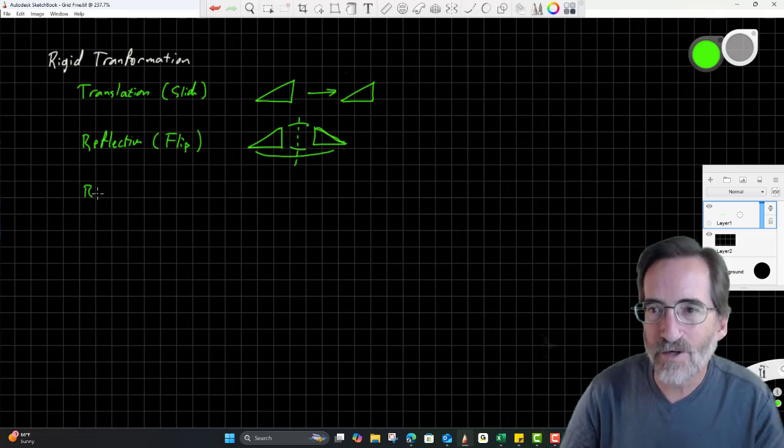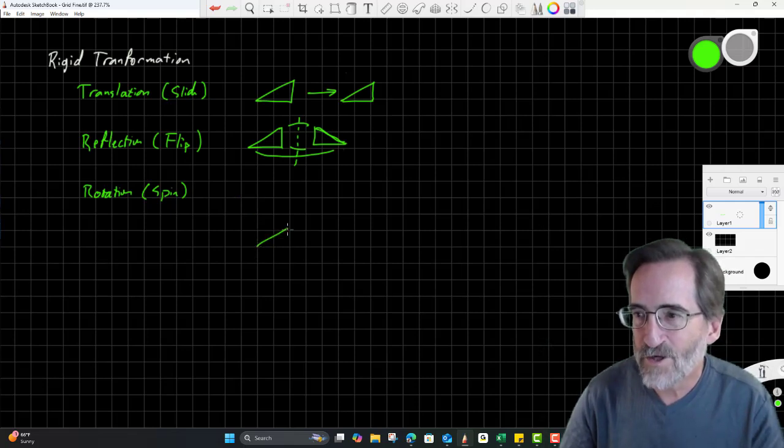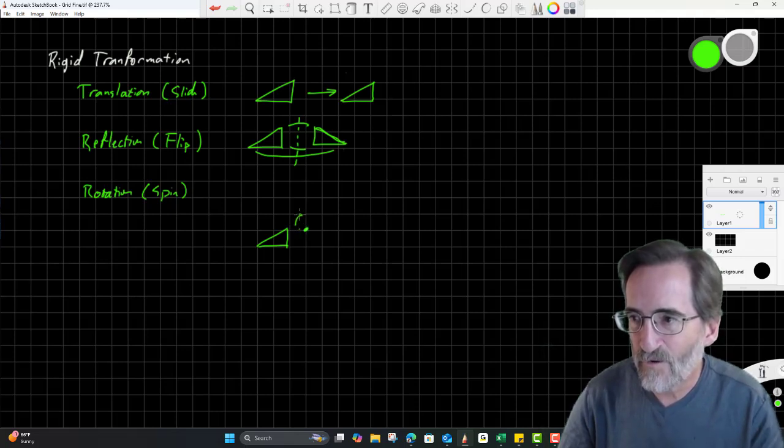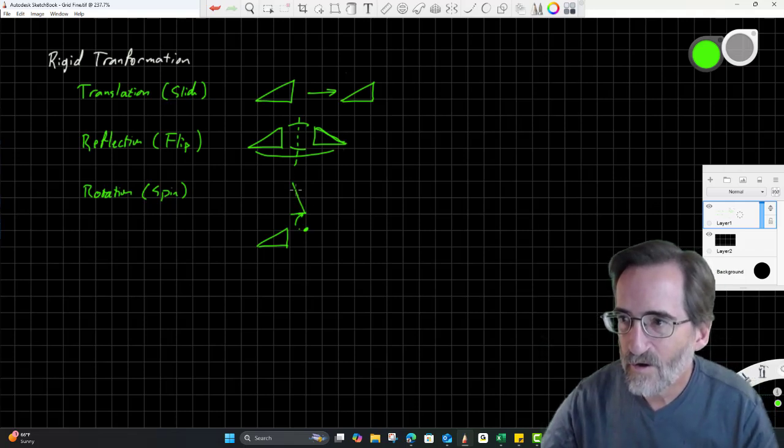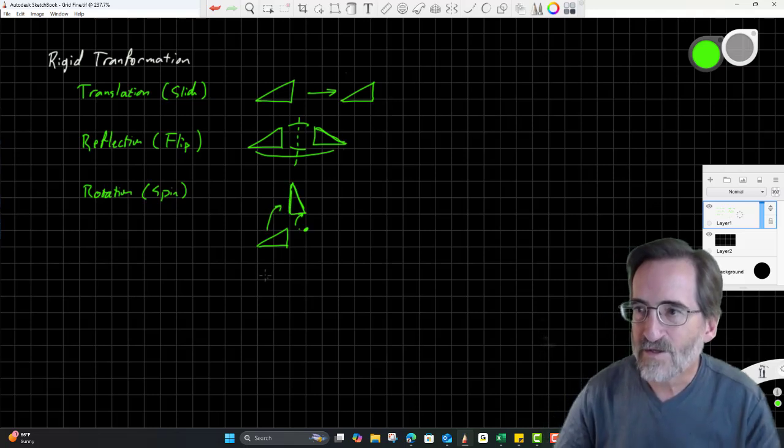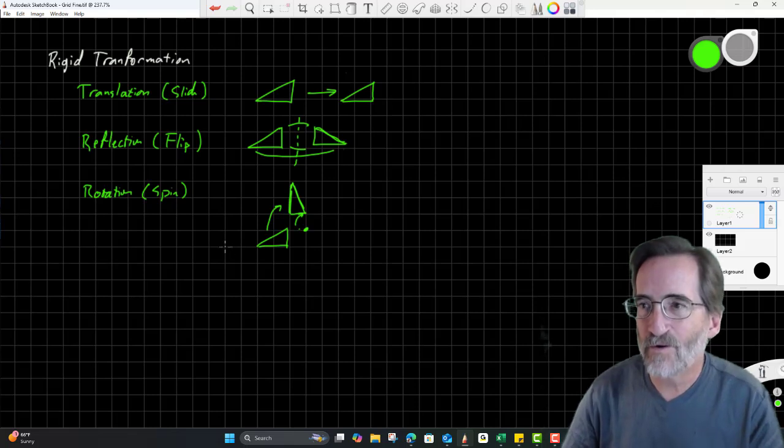And the final rigid transformation is called a rotation. You can think of that as a spin. Okay? So imagine taking a shape, putting a pin or a tack in the paper and then spinning the paper like 90 degrees here. Spin the paper 90 degrees and we end up with it up here. Okay? Spun 90 degrees. A spin, a rotation.